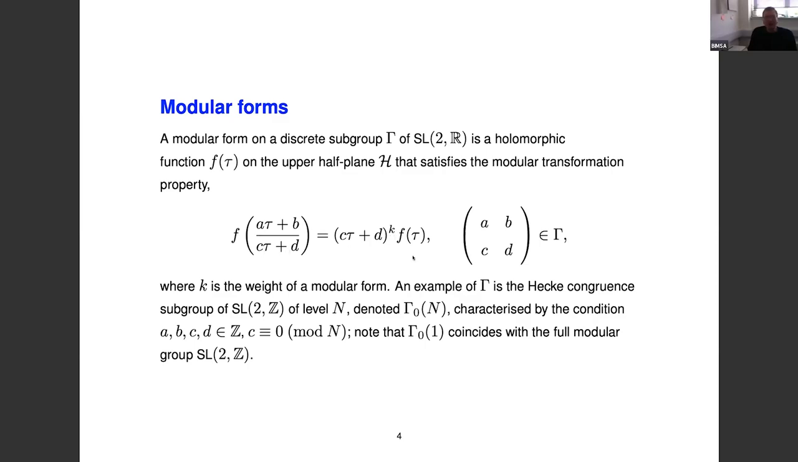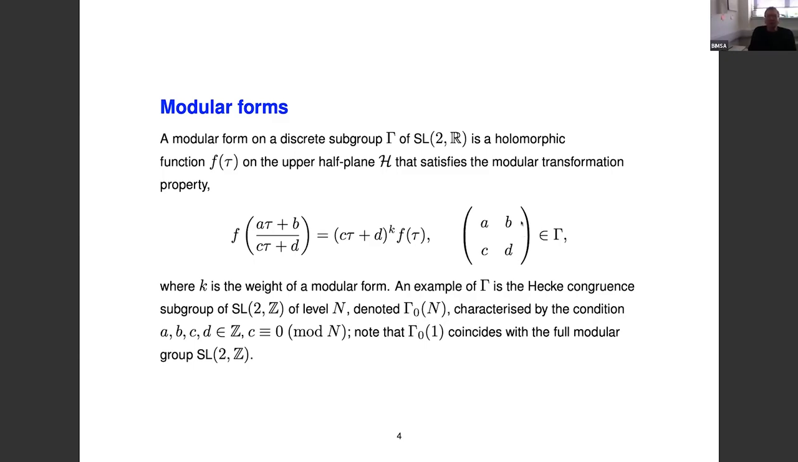So this is the definition: a function holomorphic on the upper half plane and satisfying this transformation rule for any matrix from a discrete subgroup of SL2R. In most of the examples, this group gamma will be the so-called Hecke congruence subgroup of SL2Z of level N, which is denoted gamma zero of N.